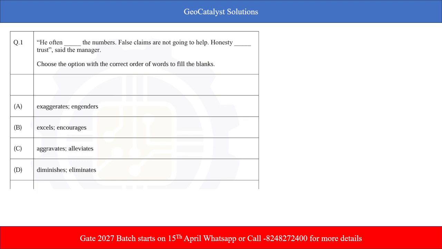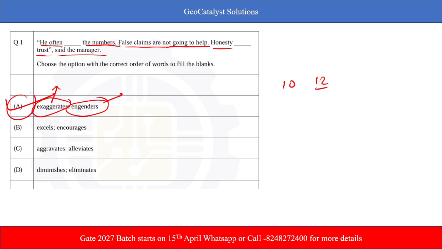So starting with question 1. The question is: he often dash the numbers. False claims are not going to help. Honesty dash trust, said the manager. This is a vocabulary based question. The answer will be: he often exaggerates the numbers. That means suppose someone is obtaining 10, he will tell 12, like that. He does exaggeration, and honesty engenders trust. So this option is correct. The first answer is A.